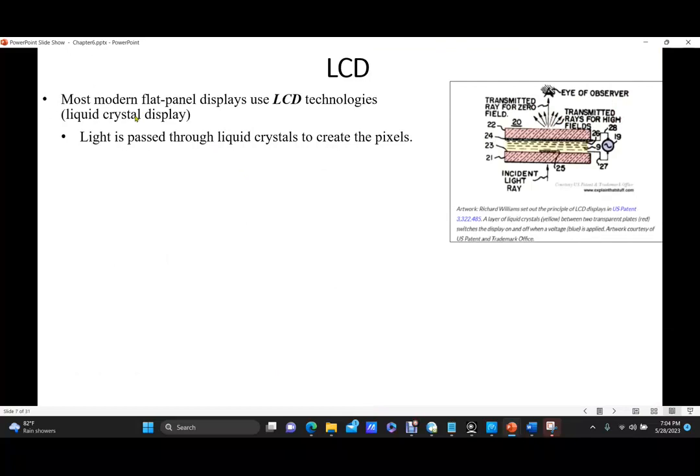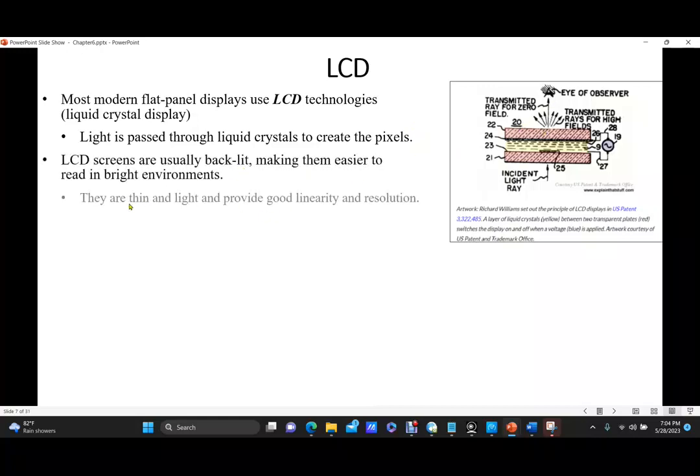Most modern flat panel displays use LCD technologies, liquid crystal display technologies. Light passes through thin liquid crystals to create display of pixels. LCD screens are usually backlit, making them easier to read in brightly lit environments. They are thin, light, and provide good linearity and resolution.